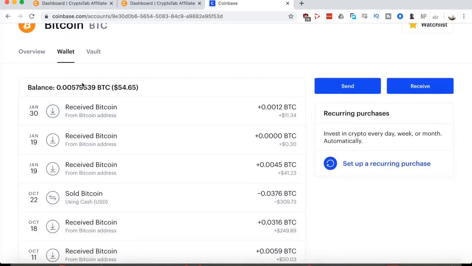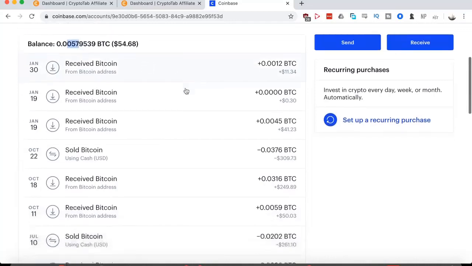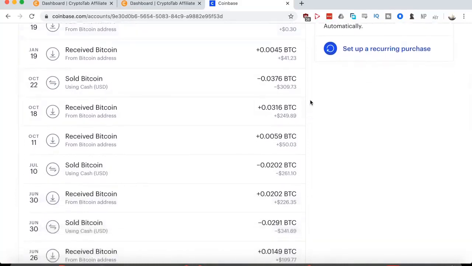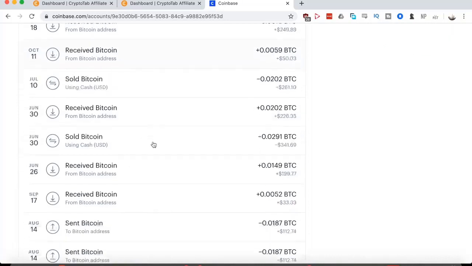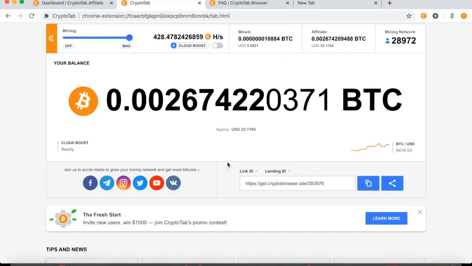So now you can see here that my current balance is 0.0057 Bitcoin. And you can also look at all the transactions that I've done in the past, and most of these are from Cryptotab. So you can see that they do pay out and that I did receive $249, for example, and then I was able to sell it and receive cash for US dollars, a total of $309 actually. And yeah, you can just see it just keeps on going down, and I've had a lot of transactions that were very successful and were pretty quick from Cryptotab.